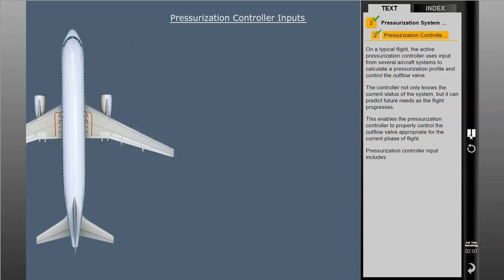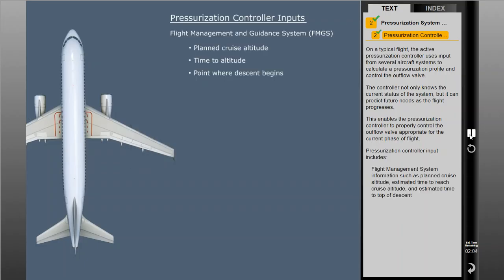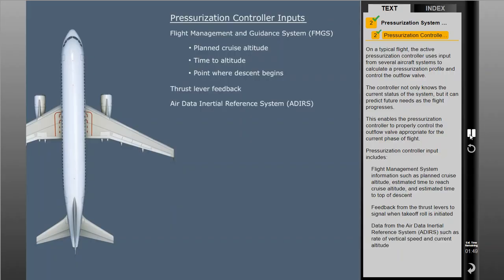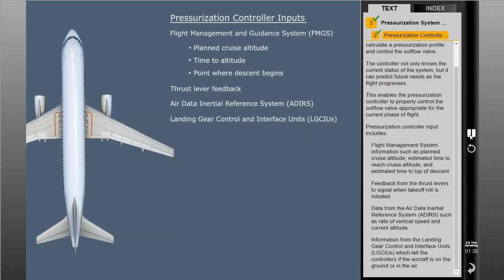Pressurization controller input includes flight management system information such as planned cruise altitude, estimated time to reach cruise altitude, and estimated time to top of descent. Feedback from the thrust levers to signal when takeoff roll is initiated. Data from the Air Data Inertial Reference System, or ADIRS, such as rate of vertical speed and current altitude. And information from the Landing Gear Control and Interface Units, or LGCIUs, which tell the controllers if the aircraft is on the ground or in the air.